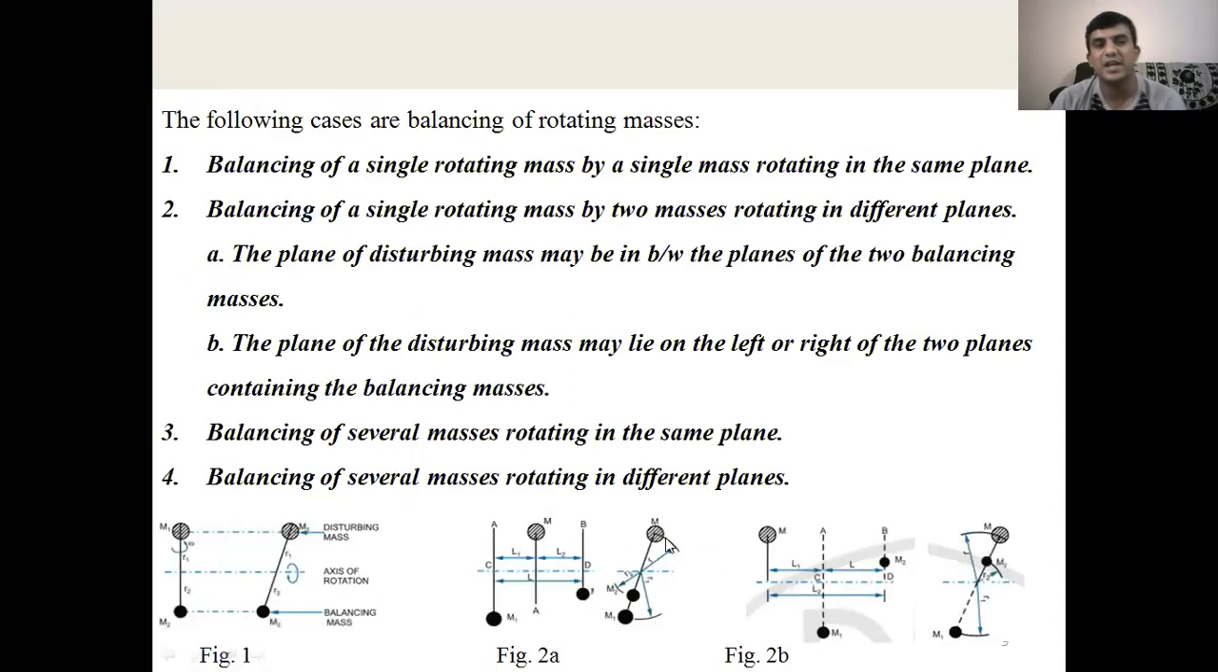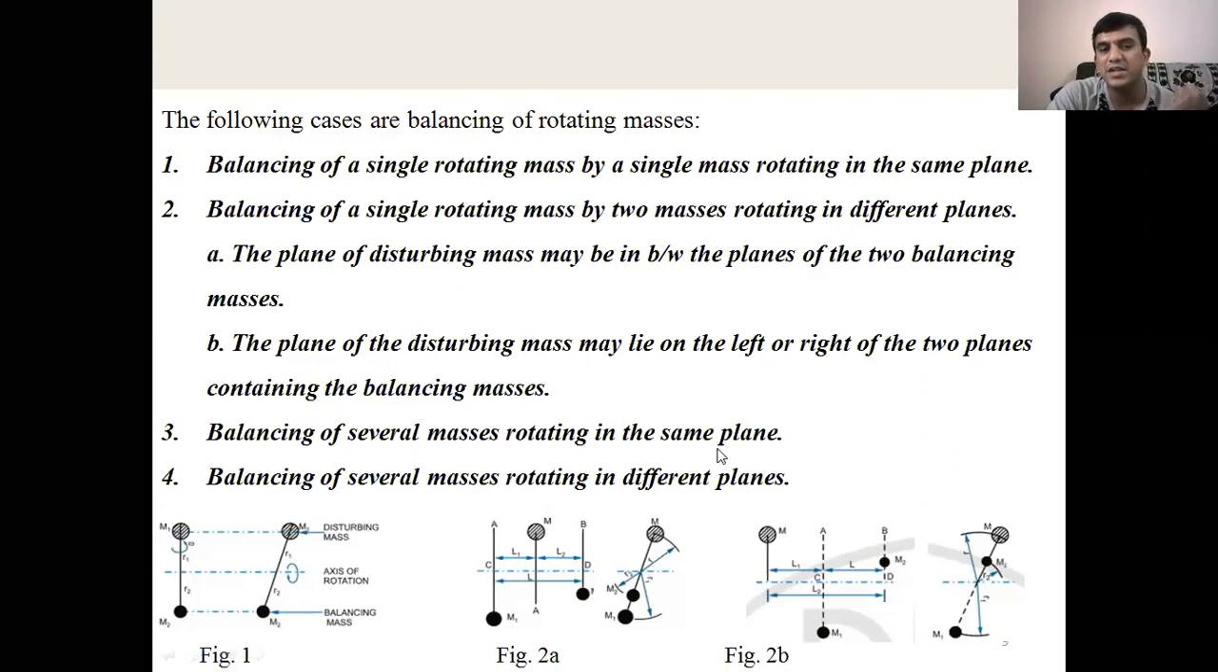Now, the best practical example where we can give these four cases. Suppose you make a static balancing: if only one disturbed mass is there, then to balance it we add one more mass opposite to that one. That is the best example for balancing of a single rotating mass by a single mass rotating in the same plane. Then balancing of a single rotating mass by two masses rotating in different planes, I'll give that practical application later.